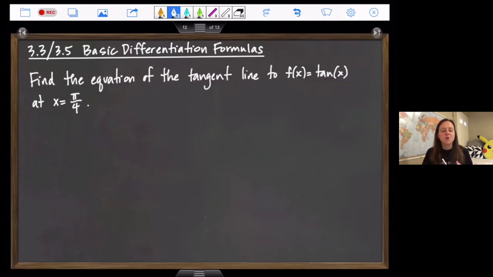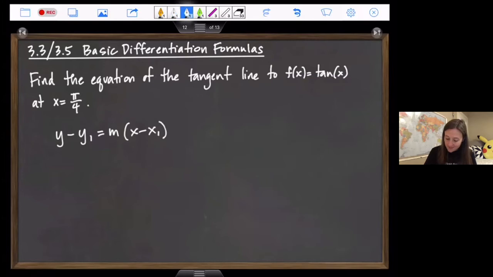All right, so let's use that new rule that the derivative of tangent is secant squared to find the equation of the tangent line to f of x equals tan x at x equals pi over 4. All right, so regular old tangent line problem. We'll write down our point slope form of the equation of a line. This time our x1 is pi over 4. We're going to find f of pi over 4 for our y coordinate. And as always with the tangent line, our slope is going to be f prime at our x value.